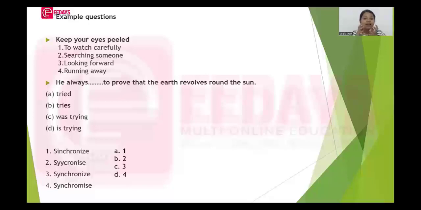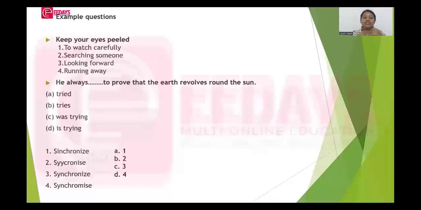This is an idiom. We'll be looking into idioms and phrases in separate classes. They might give you an idiom like this, and there will be four options given. Out of these four options, you have to figure out which is actually correct. So, keep your eyes peeled.